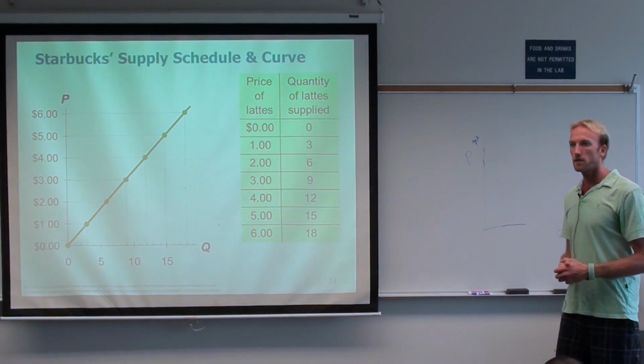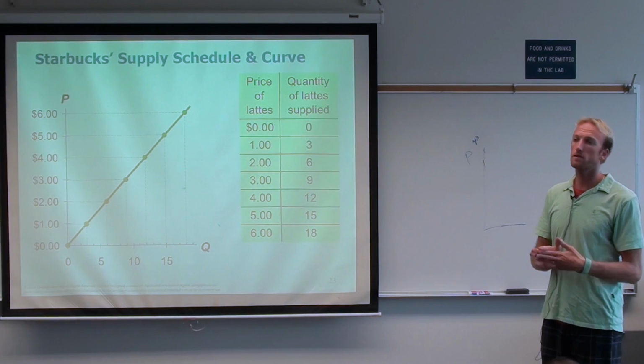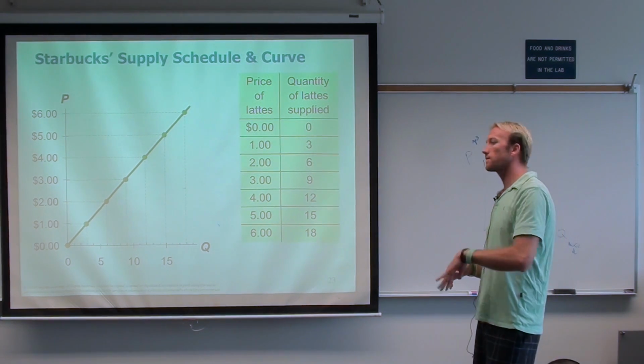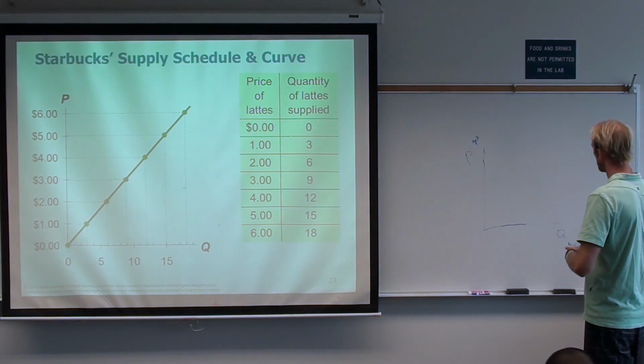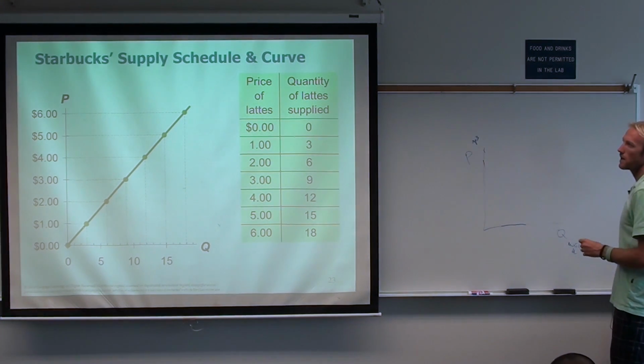All right? Don't get freaked out. It's called a curve, even though it's a straight line. Sometimes it's curved, sometimes it's straight. We just call it a supply curve. Okay? Any questions?